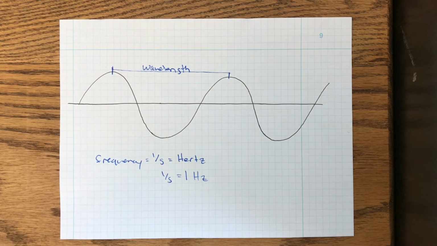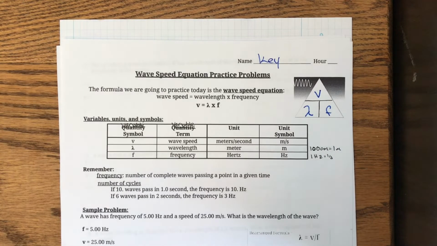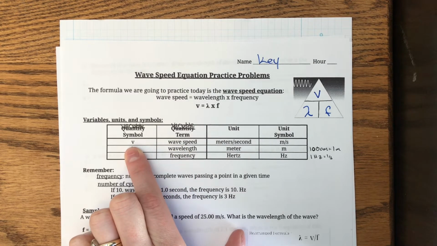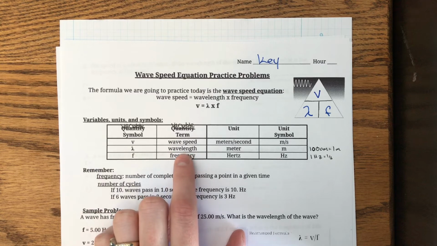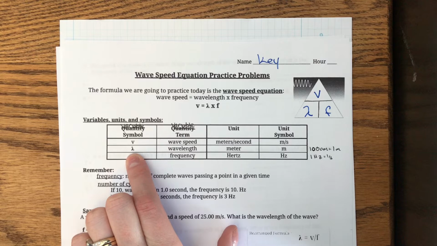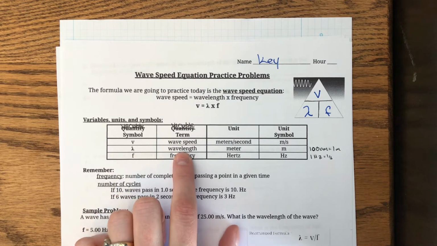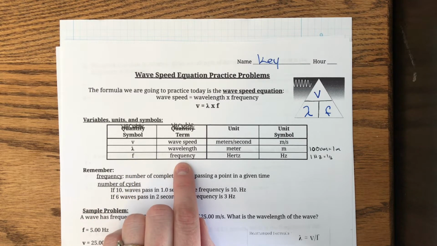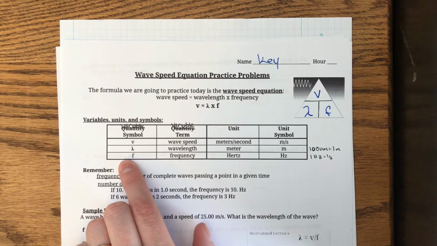Now there are 3 variables that are involved in these wave speed calculations. The first one is the wave speed itself. Wave speed is abbreviated with a lowercase v. Wavelength is the next variable. It is abbreviated with this Greek letter called lambda. Frequency is the third variable. It's abbreviated with a lowercase f.